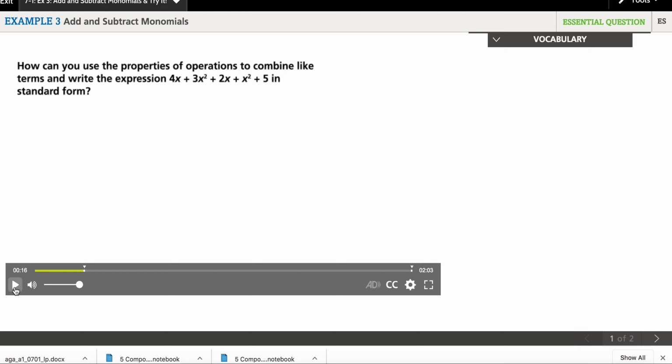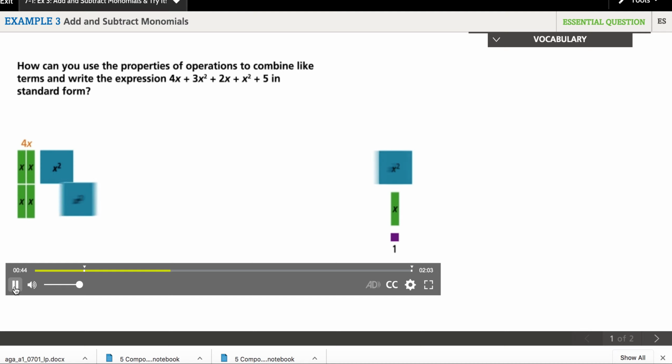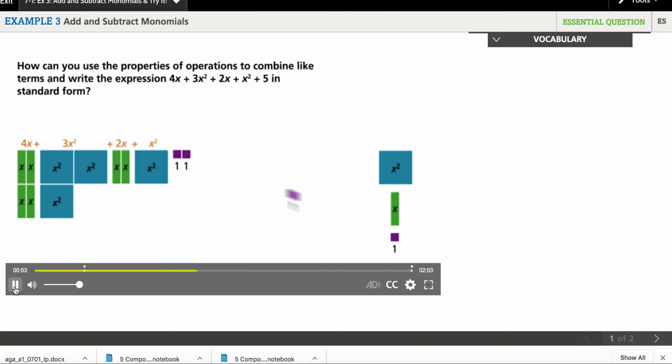Okay, let's see how this is done. You can use algebra tiles to model the expression. This tile has side lengths x by x, so it represents an area of x squared. This tile is x by 1, so its area is x. This tile is 1 by 1, so its area is 1. To model this expression, you can model each term one at a time. 4x needs 4 x tiles. 3x squared needs 3 x squared tiles. Then you need 2 more x tiles, 1 more x squared tile, and 5 ones tiles.